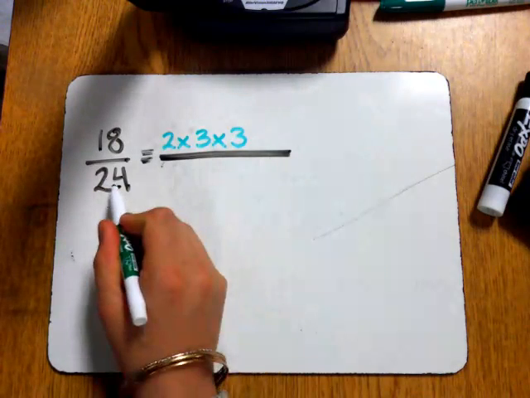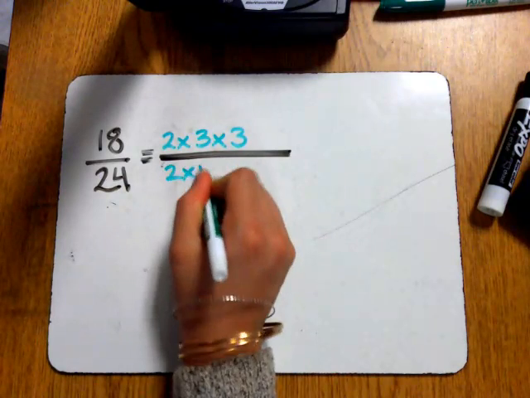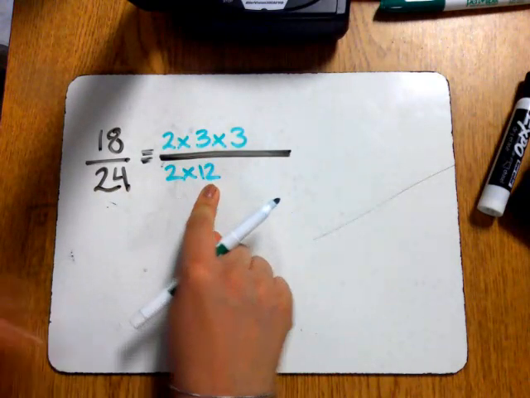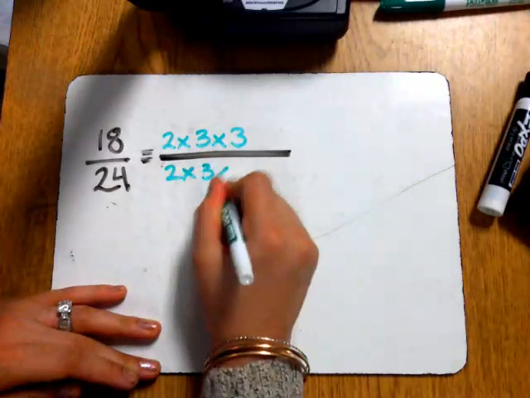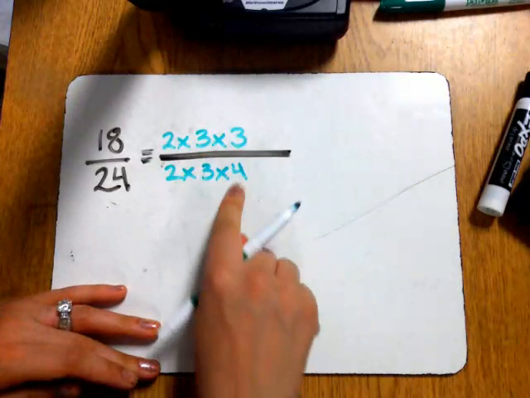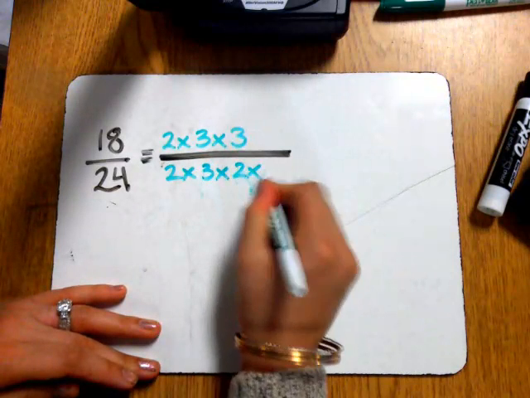So moving to 24, there's two ways to do it. I'm going to keep it simple. I'm going to do 2 times 12. However, the 12 is composite. It is not prime. So I know that the easiest way to get 12 is 3 times 4. And again, I can see that the 4 is composite, which is 2 times 2.